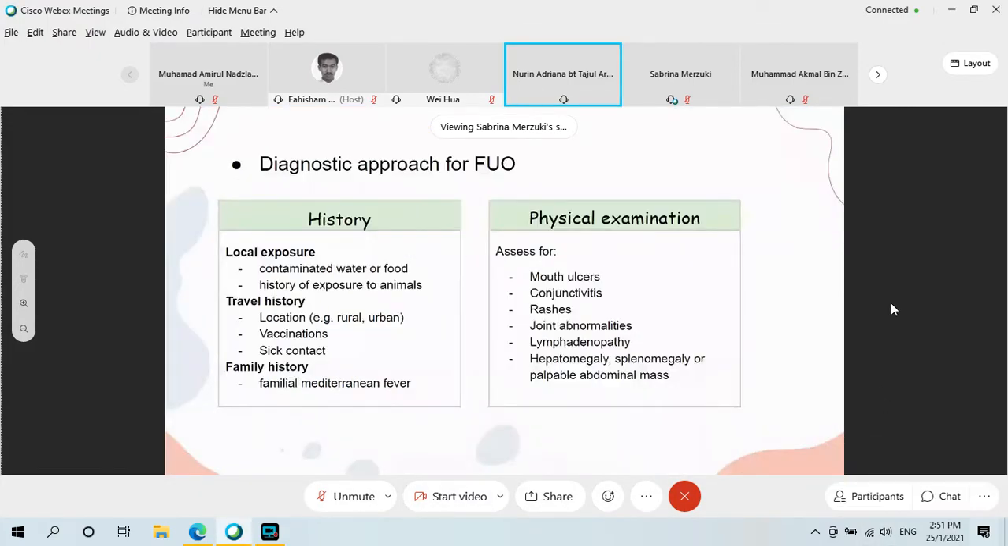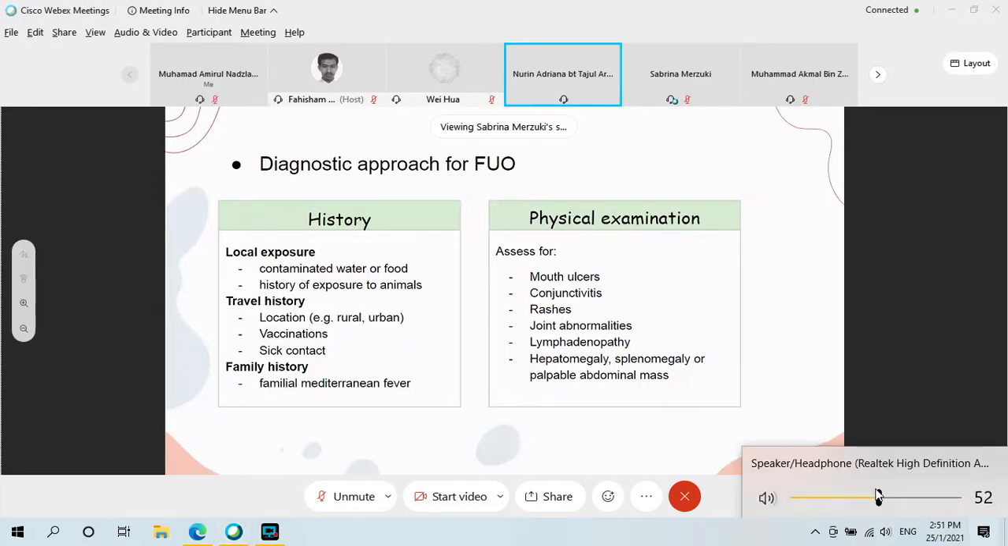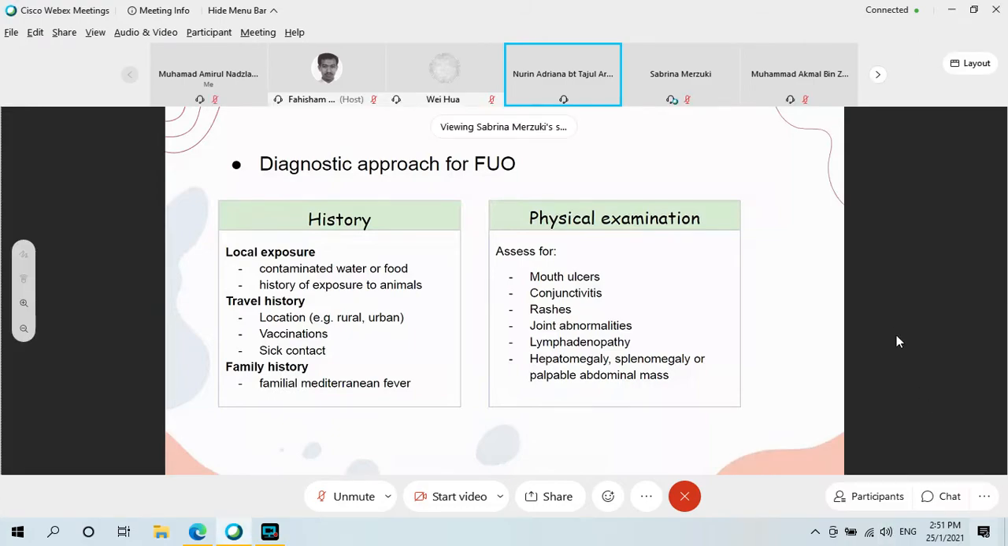Okay, for history, ask for any local exposure, like contaminated food or water, like Salmonella typhi for typhoid fever, or ask for history of exposure to animals. Like, as the doctor said, if the child was swimming at a waterfall, that could also increase the risk of leptospirosis, rat bite fever, or Bartonella henselae also.